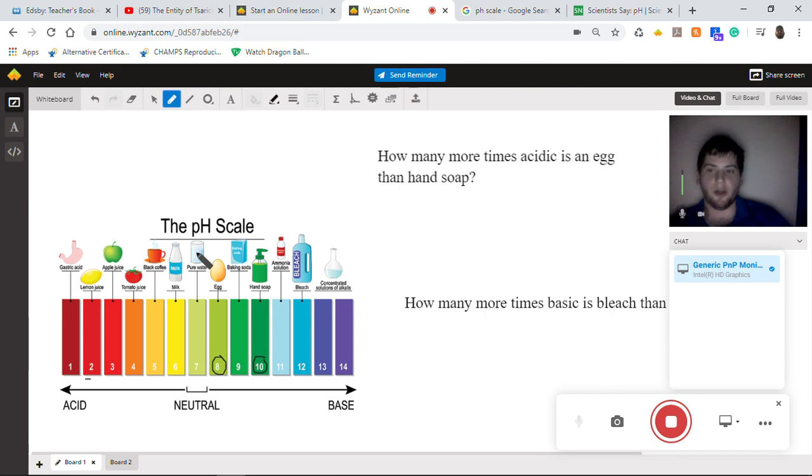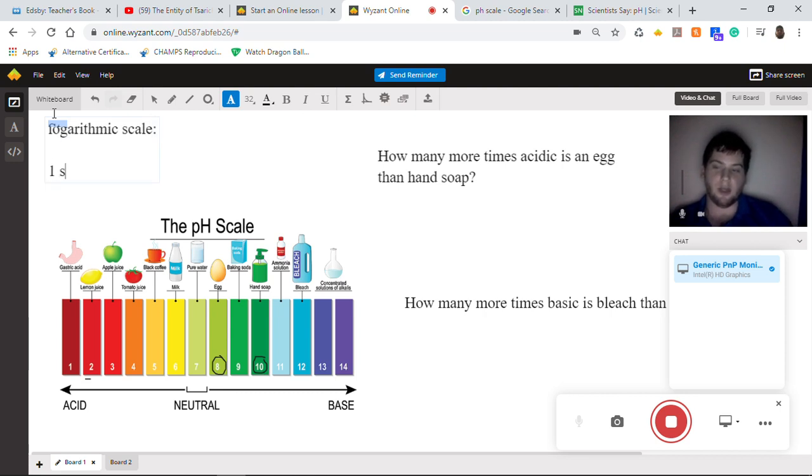So these small numbers and a vast quantity of different things correlate to having a logarithmic scale. Having a logarithmic scale means that for every one step you go, you increase by 10 times. And I'll explain that more in a second.